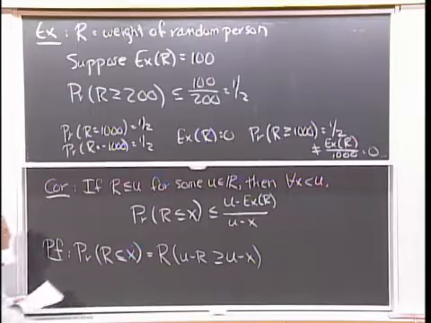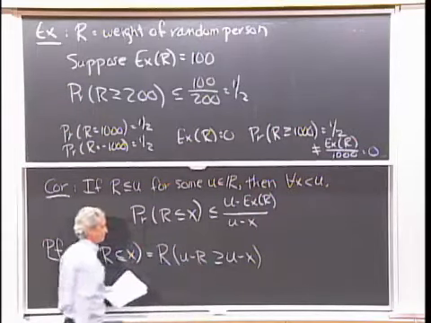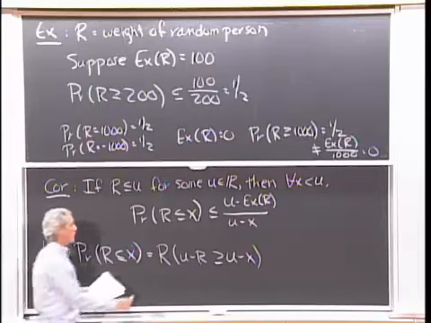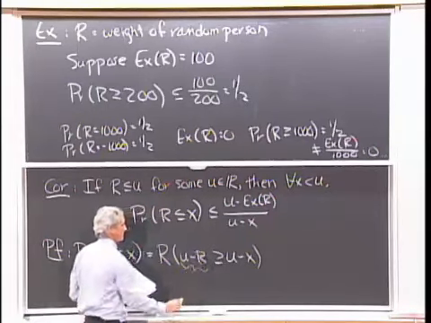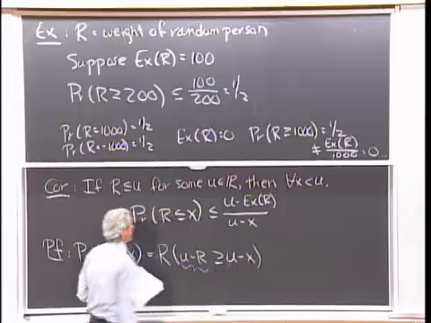And now I'm going to apply Markov to this. I'm going to apply Markov to this random variable. All right, and this will be the value I would have had for x up in Markov's theorem.